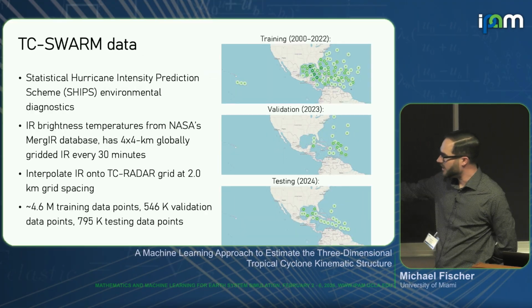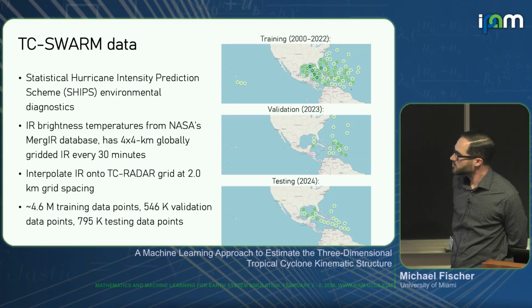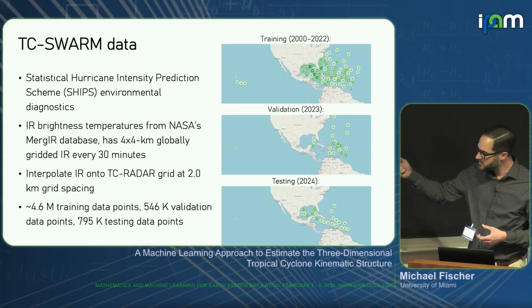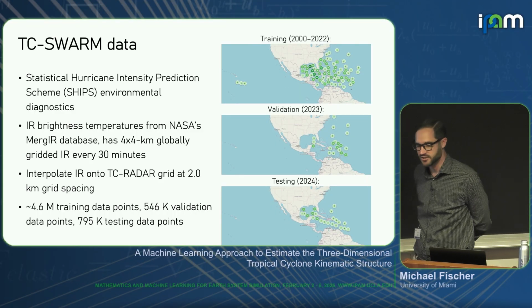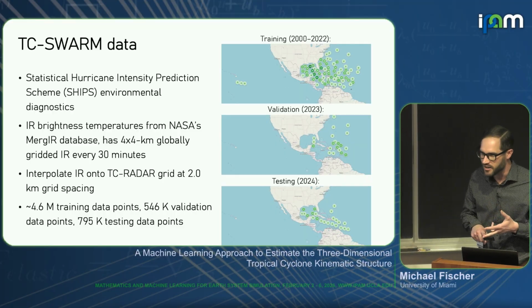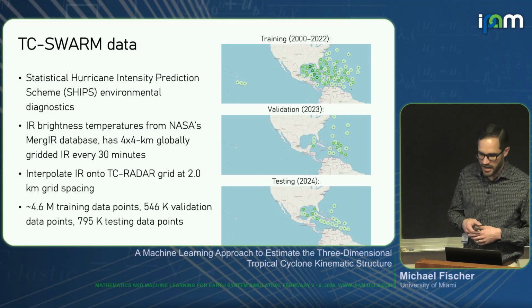So the model is trained on the TC radar analyses, this database of historical TDR analyses. So how are we getting the environmental data? That's taken from the SHIPS real-time model. This is an operational model that routinely provides forecasters information about the vertical wind shear, the mid-level relative humidity, sea surface temperatures, things like that. So I'm taking information from that.